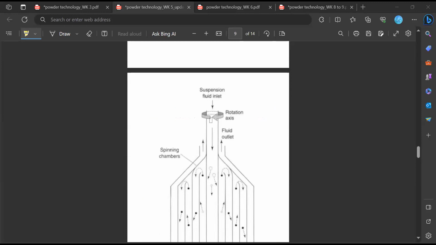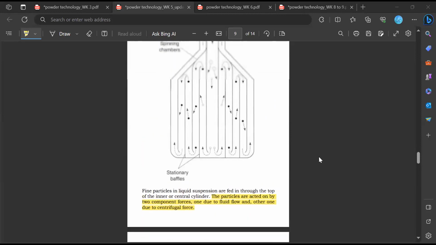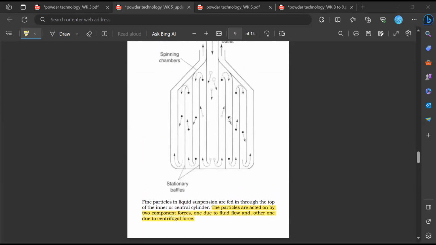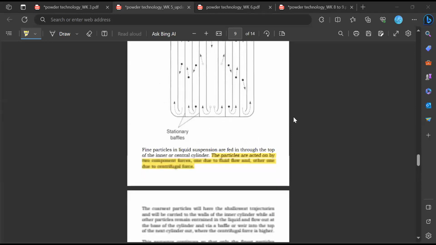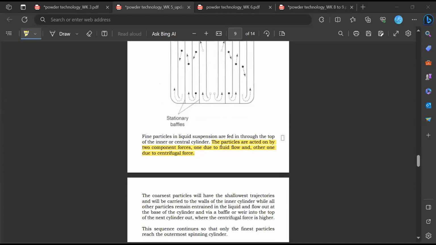Yeah, so in this one, the suspension is put through this inlet, and you expect that the particles with the biggest or the heaviest weight will settle down first, compared to the smaller particles which will settle towards the outlet. So the particles are acted upon by two forces, the fluid flow and the centrifugal forces.